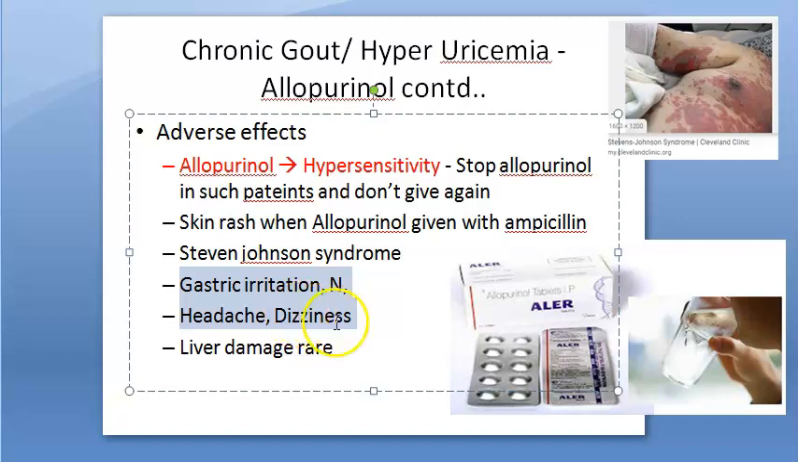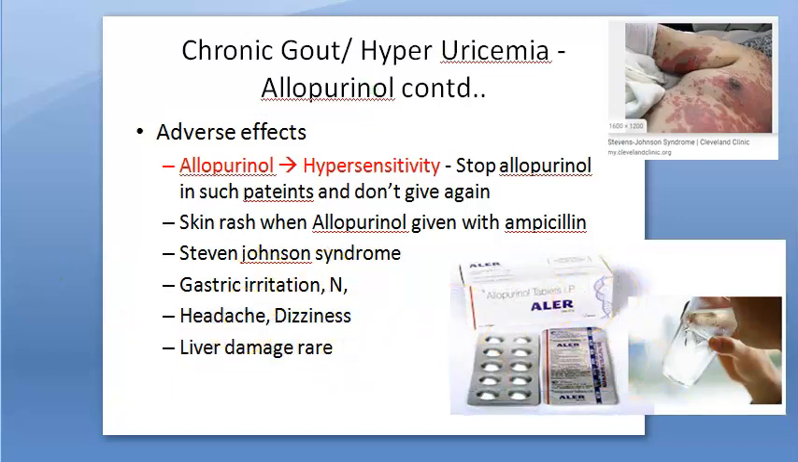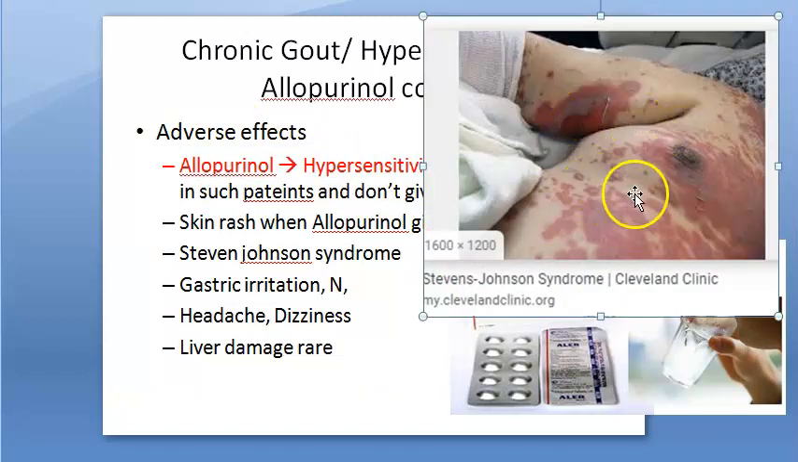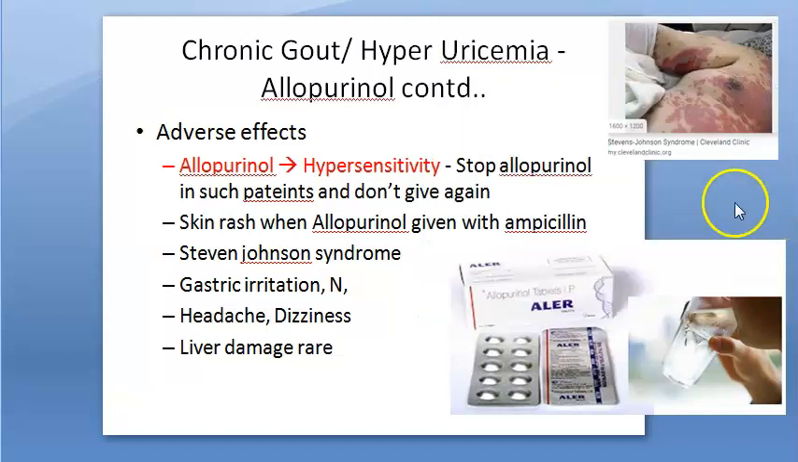Remaining you will write, because anyways it's given orally, you will write gastric irritation, nausea, liver damage, all that you will write standard. Headache, dizziness, headache anyways you will write for all the drugs, right? Headache, dizziness and all that. So, adverse effects of allopurinol, remember hypersensitivity. Main thing is hypersensitivity, Stevens-Johnson syndrome. Don't give allopurinol again. Stop it completely.